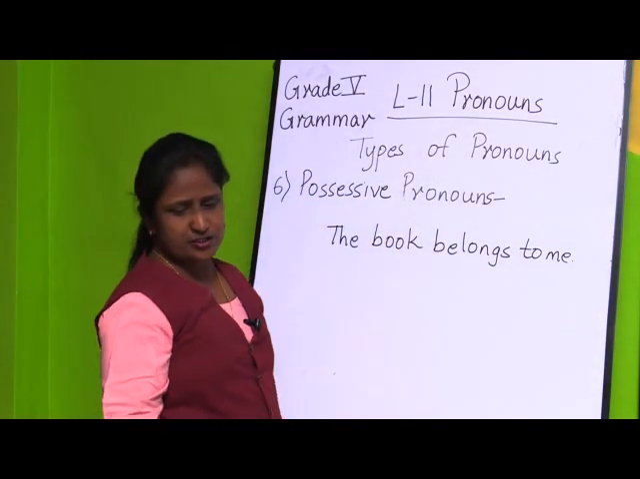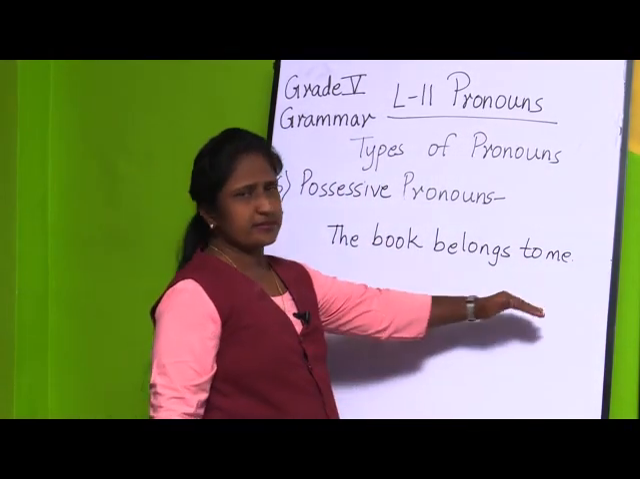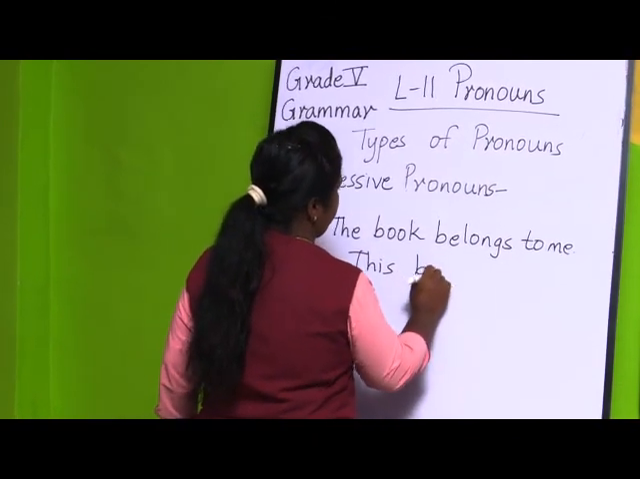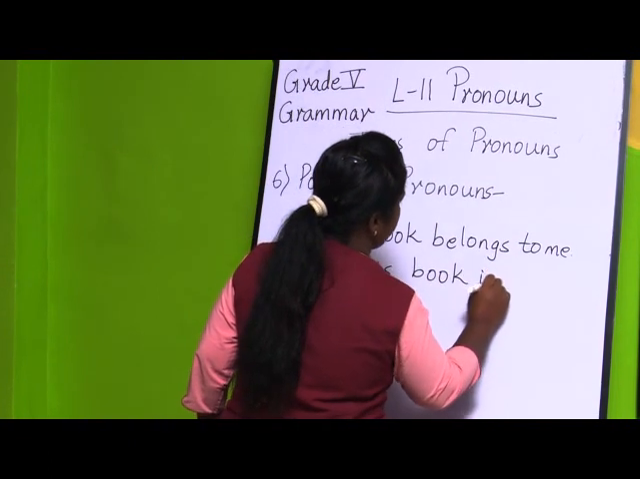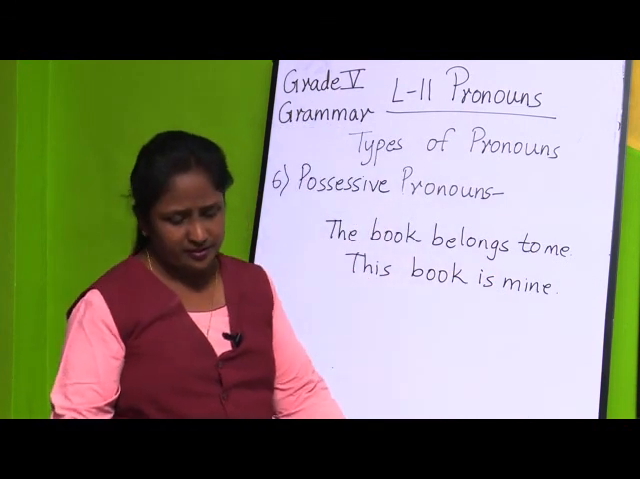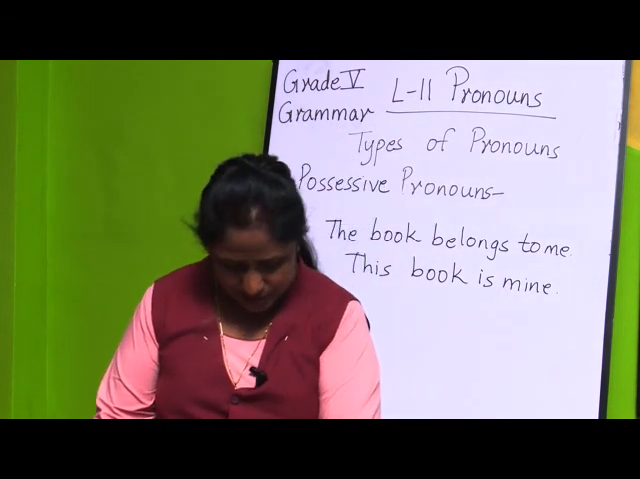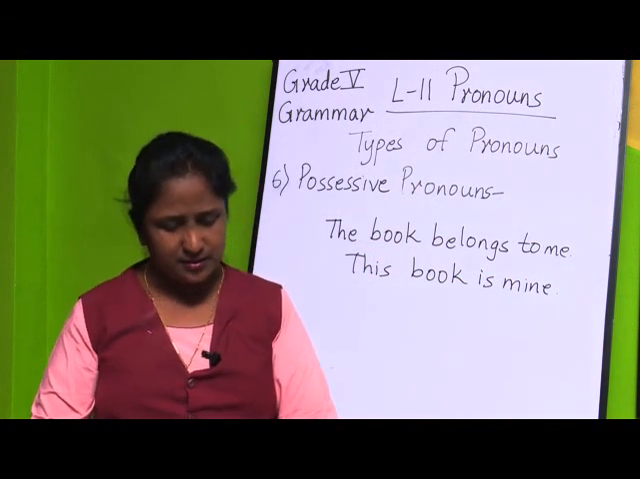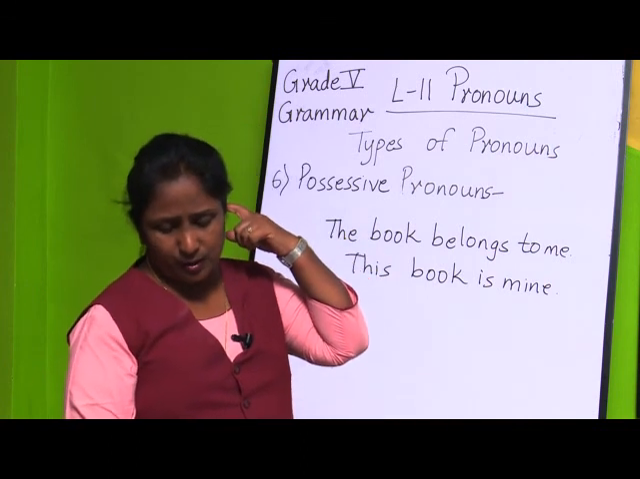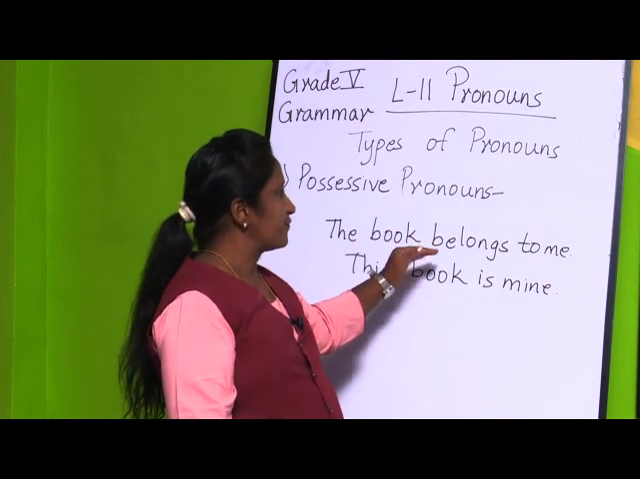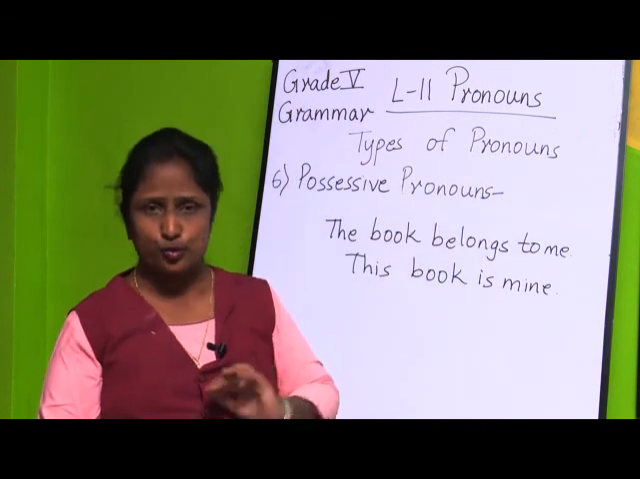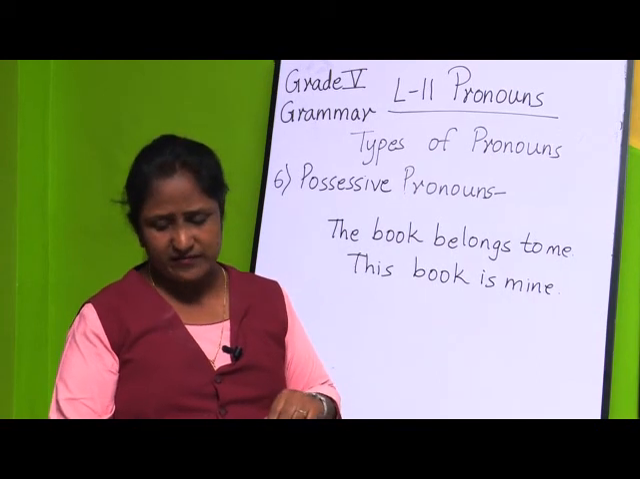So if you ask the questions I told you, "the book belongs to me" is in detail, or you can write it in this way also: "This book is mine." So here it shows the ownership. So what is a possessive pronoun? It shows the ownership. So me, you, her, them, us, him. I told you a possessive pronoun is what? You are the owner, or the things which belong to you are called possessive pronouns.